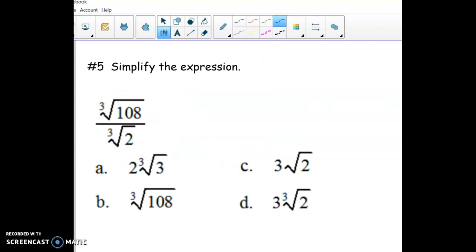All right, a division question, right? So if you have to rationalize the denominator, it'll say that. This is just a straight division. Pause the video and give it a shot.